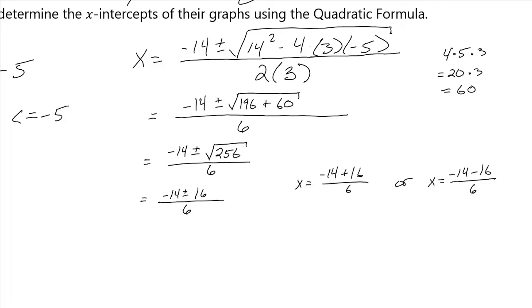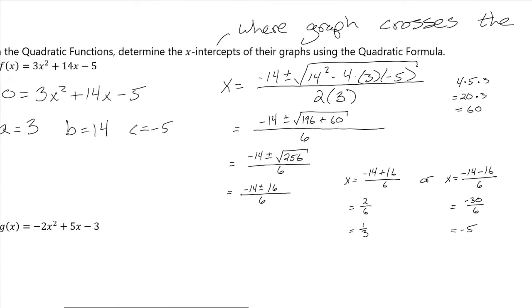So for the first one, x equals negative 14 plus 16 on top divided by 6. That'll be 2 over 6, and that reduces to 1/3. And for the second one, x equals negative 14 minus 16 over 6. That will simplify to negative 30 over 6, and then negative 30 divided by 6 is negative 5.